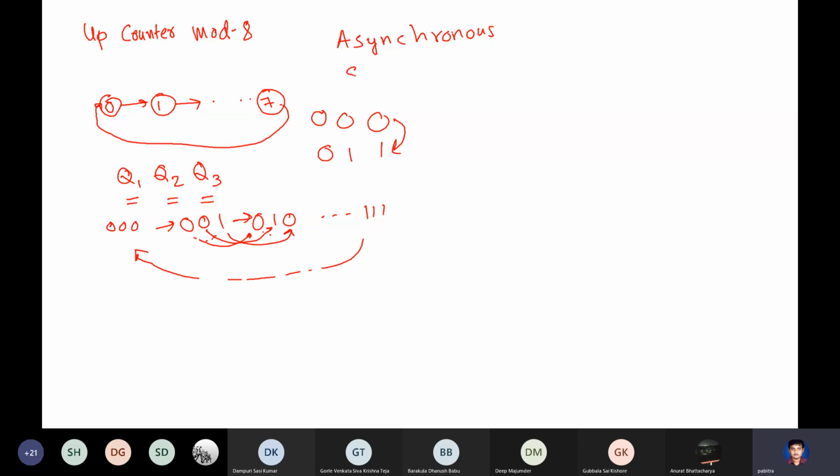On the other hand, we have the synchronous counters, where all 3 bits will change in the same clock edge. So the advantage again is that it's fast. In just a single clock cycle, you can move from 0, 0, 0 to 0, 1, 1. But the drawback again is that there's a trade-off. That means you will need more gates, you will need more circuits.